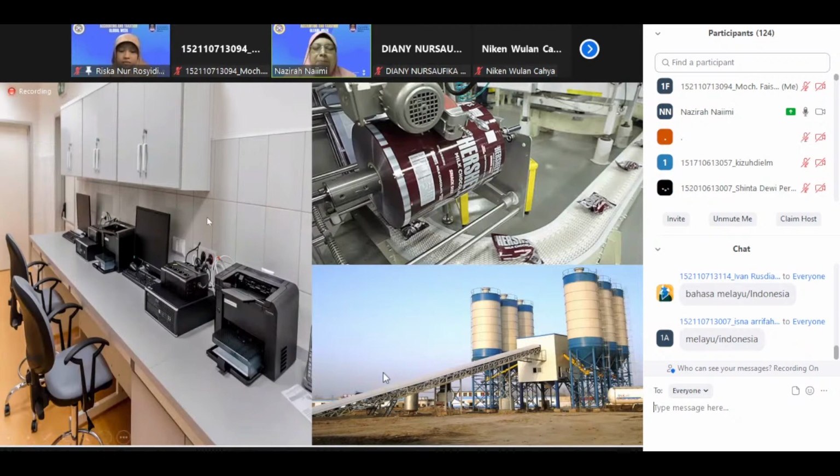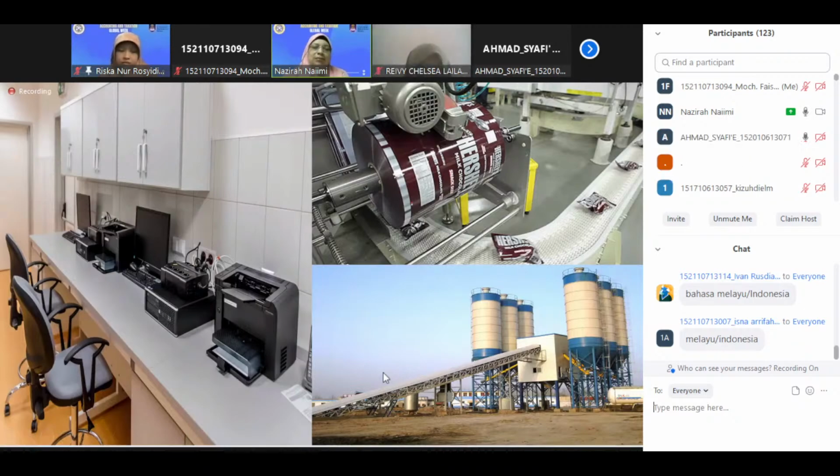What is here? Computer. Equipment. You have the computer here. Machinery, yes, your machine here. Any more? Building plant, line. This will be the plant.